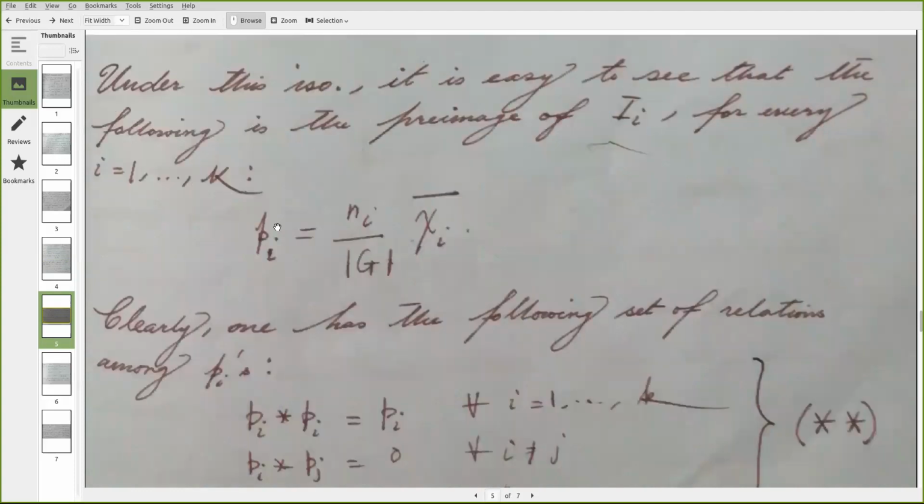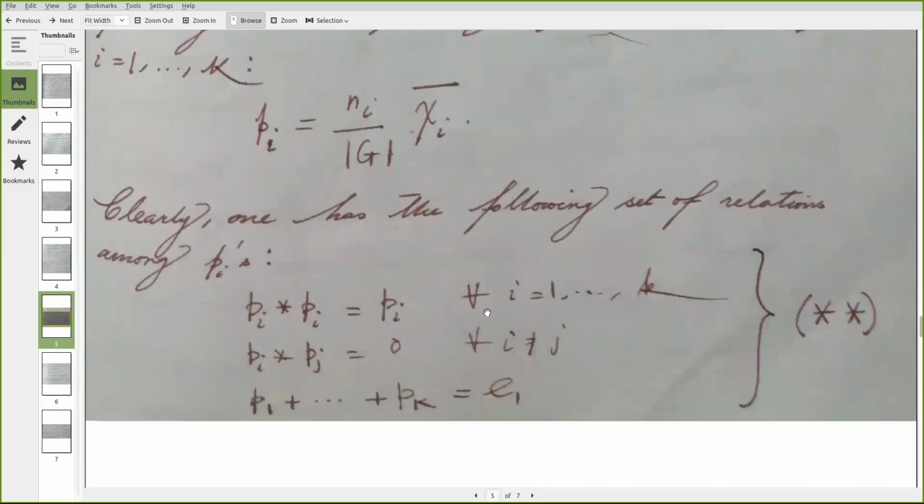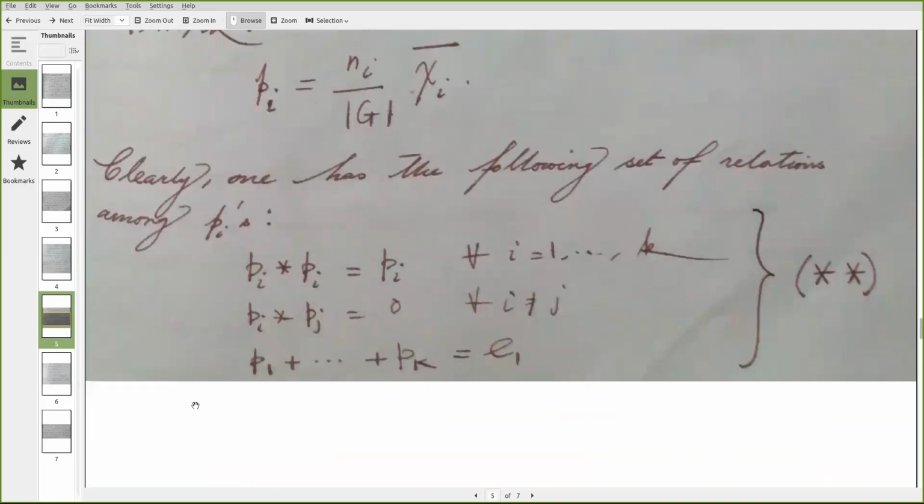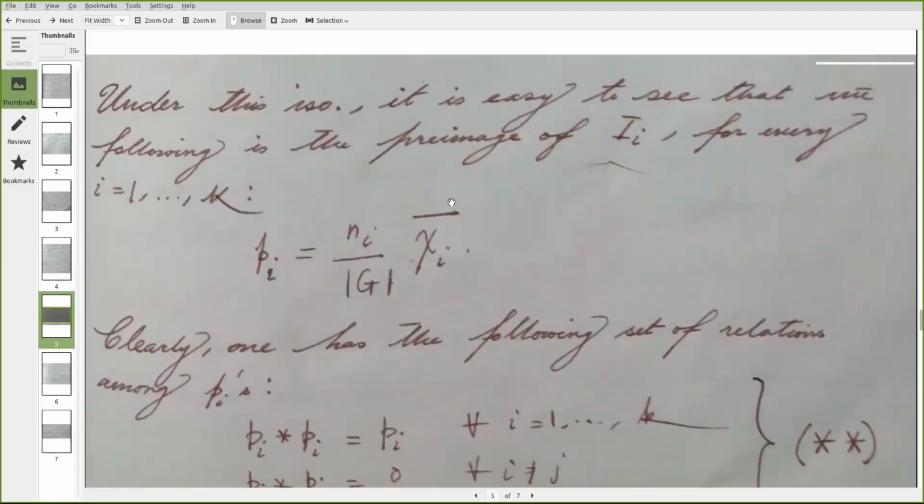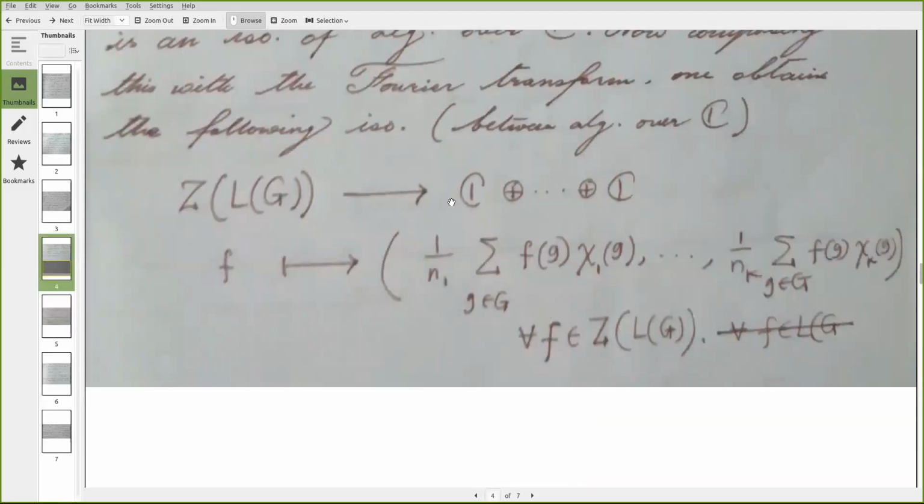So these are nothing but the pre-images of the standard basis vectors, and since this is an algebra homomorphism, these pi's will have these properties because their images will have them. Let me give you a little more detail. What is the image of pi? In our usual terms, ei is the standard vector, so pi is mapped to ei, and pj is mapped to ej. On C^k, the algebra structure is coordinate-wise multiplication. So when we take the product of ei and ej, if i equals j, it will be ei, and otherwise it will be 0.